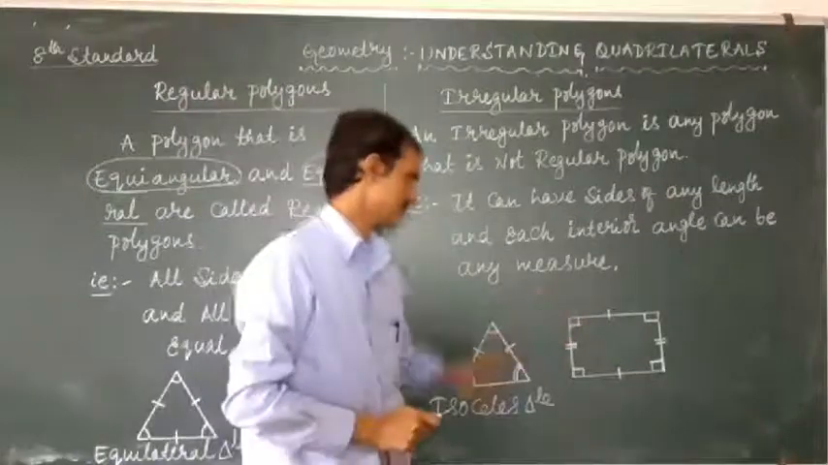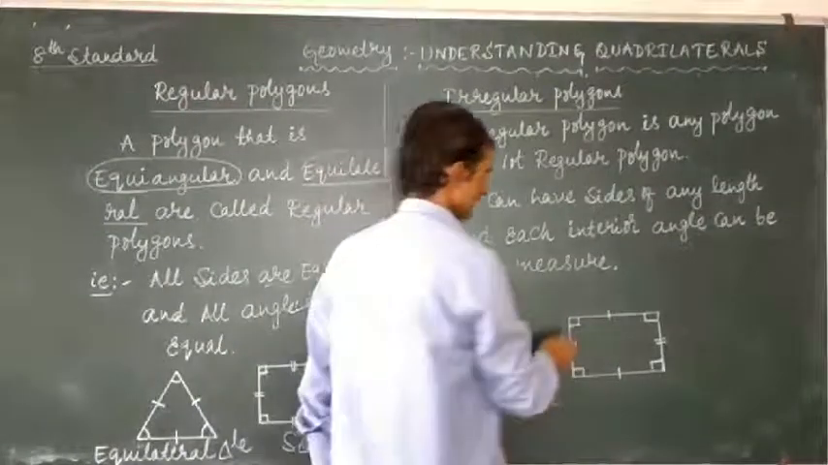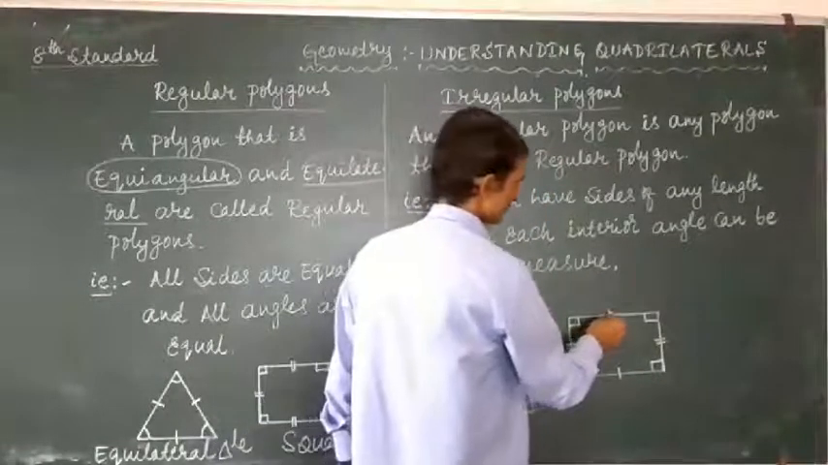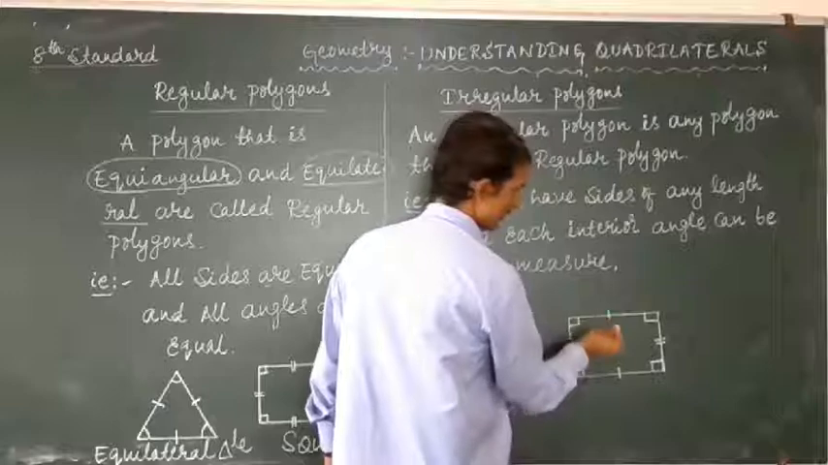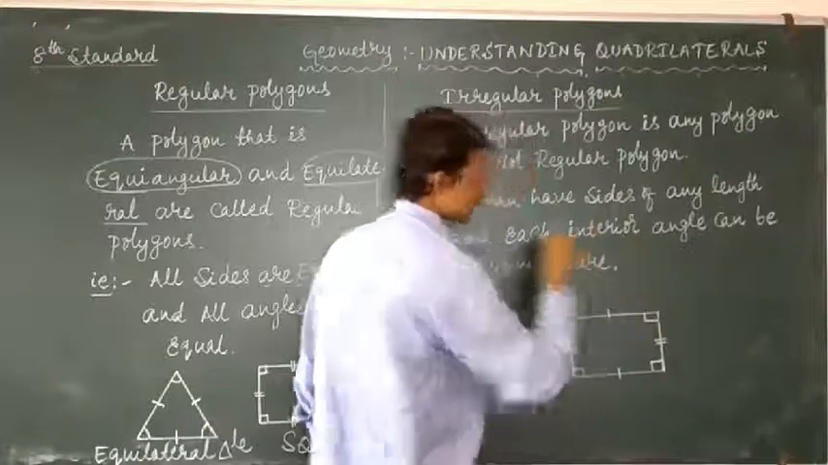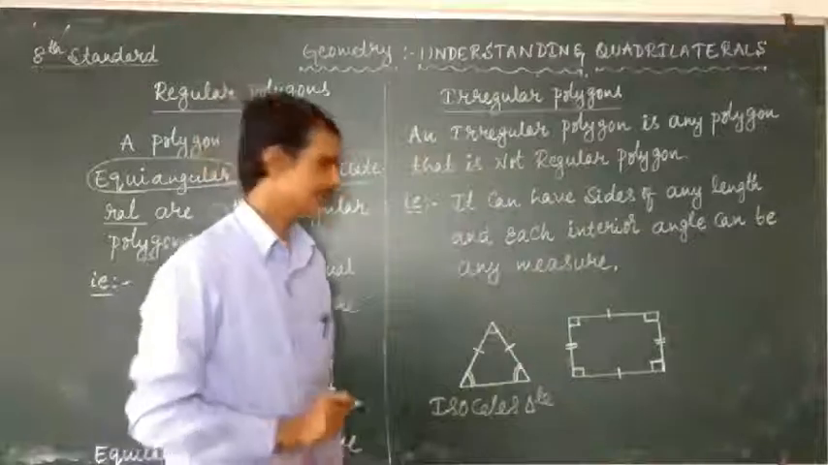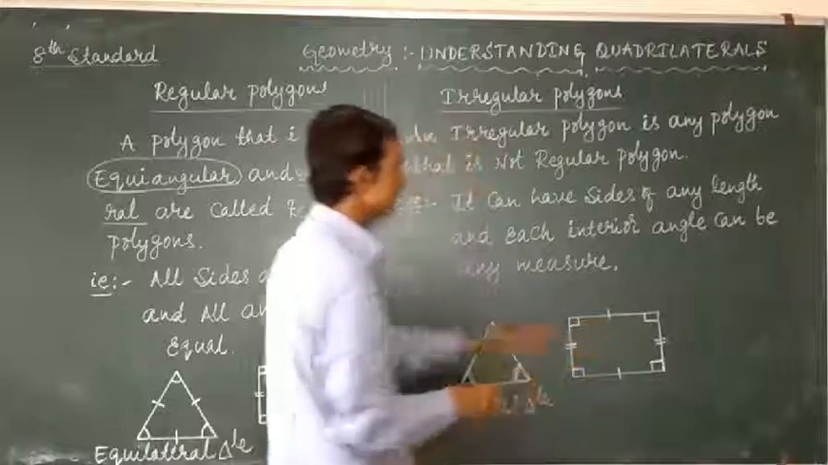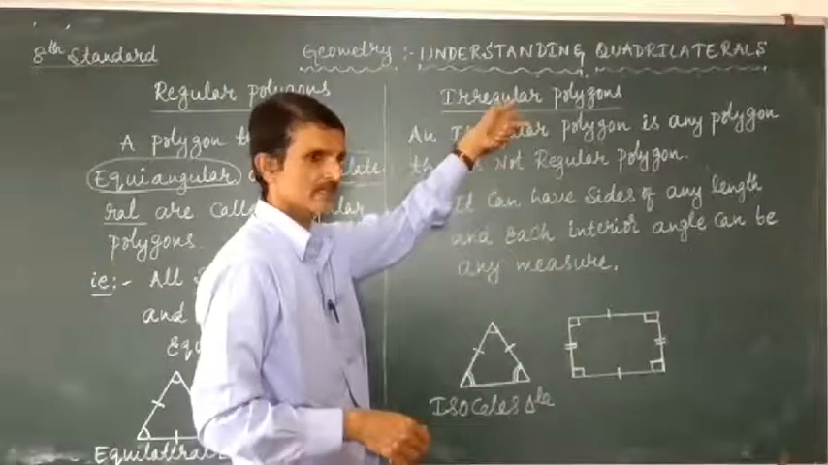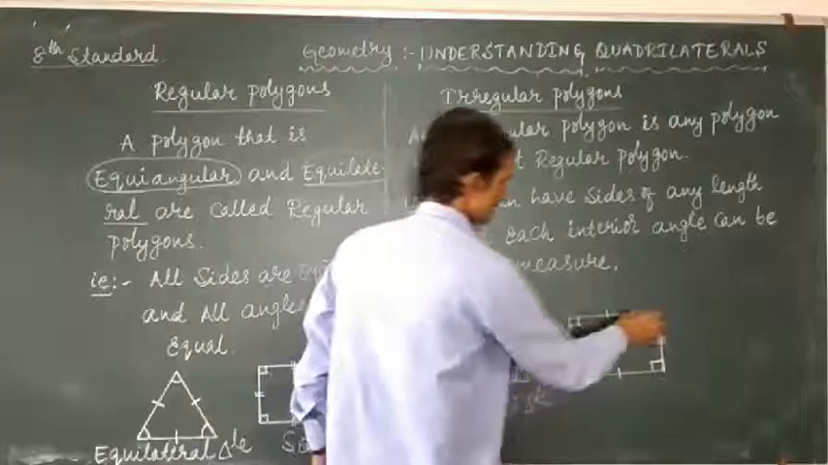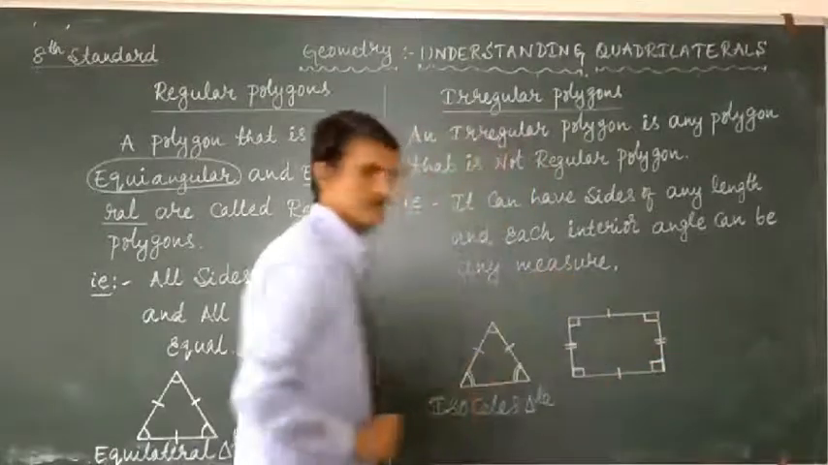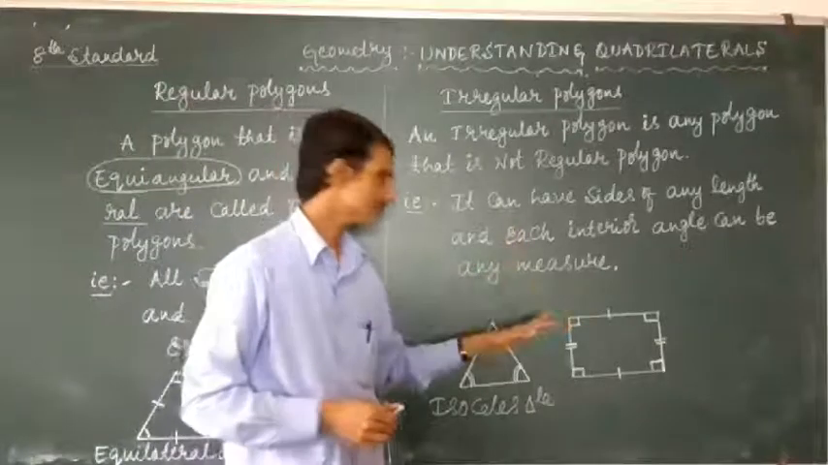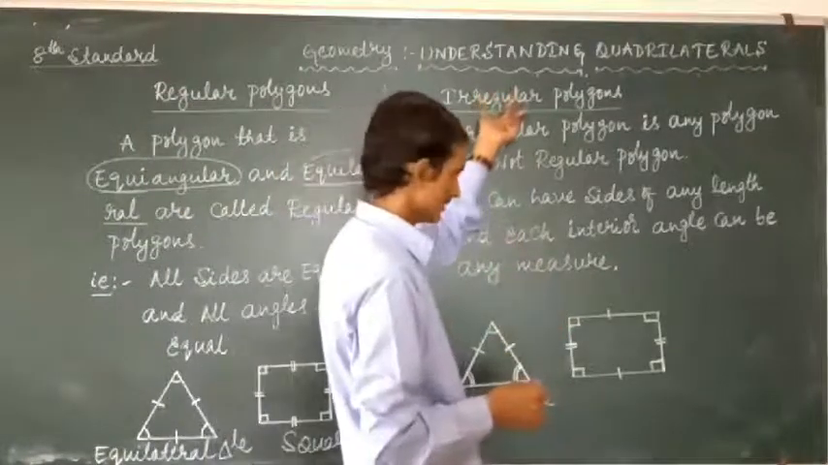Similarly, observe this other figure. It is a quadrilateral. If you observe carefully, the opposite sides are equal, but not all the sides. Therefore, it is an example of an irregular polygon. If you observe the angles, all the angles are equal, but the sides are not equal. Therefore, it is an irregular polygon.